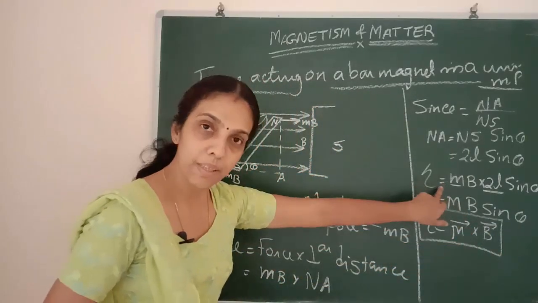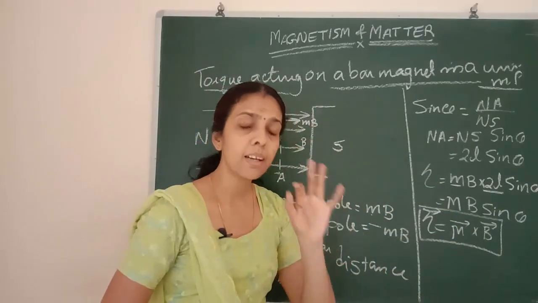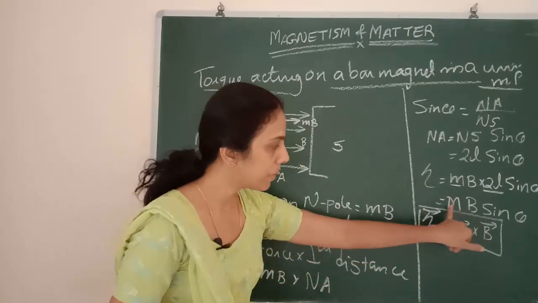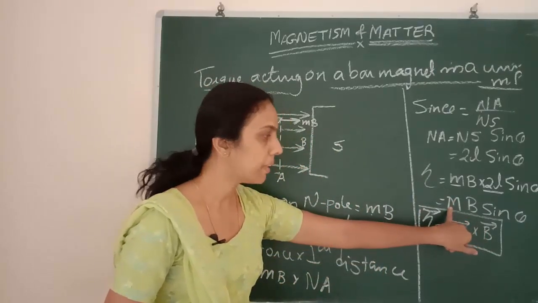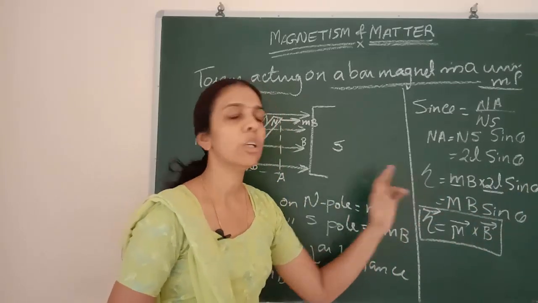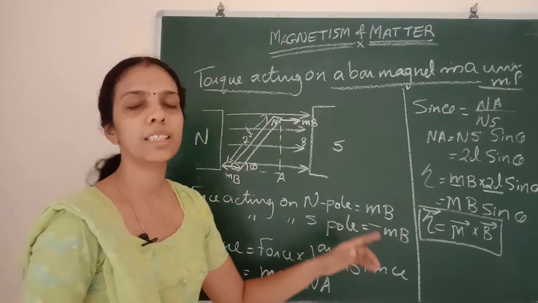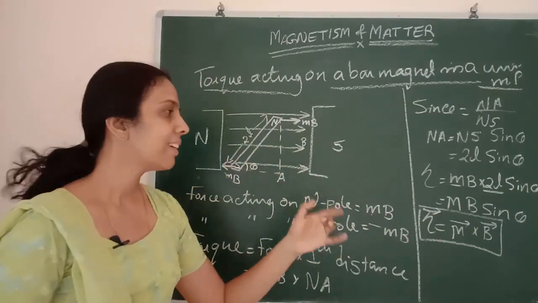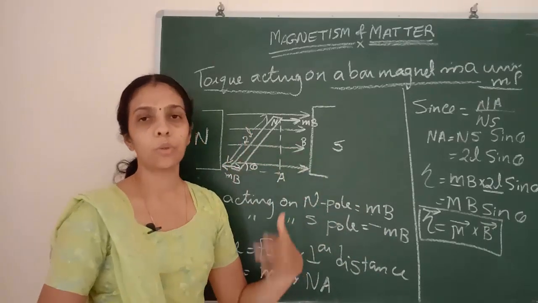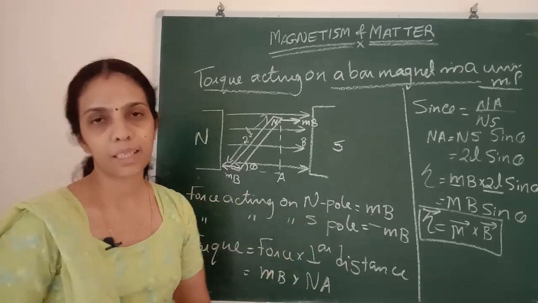So small m represents the pole strength, and capital M represents the magnetic moment. The magnetic dipole moment M into B sin theta will be equal to the torque acting on the system. Therefore, torque tau equals M cross B. Clear?